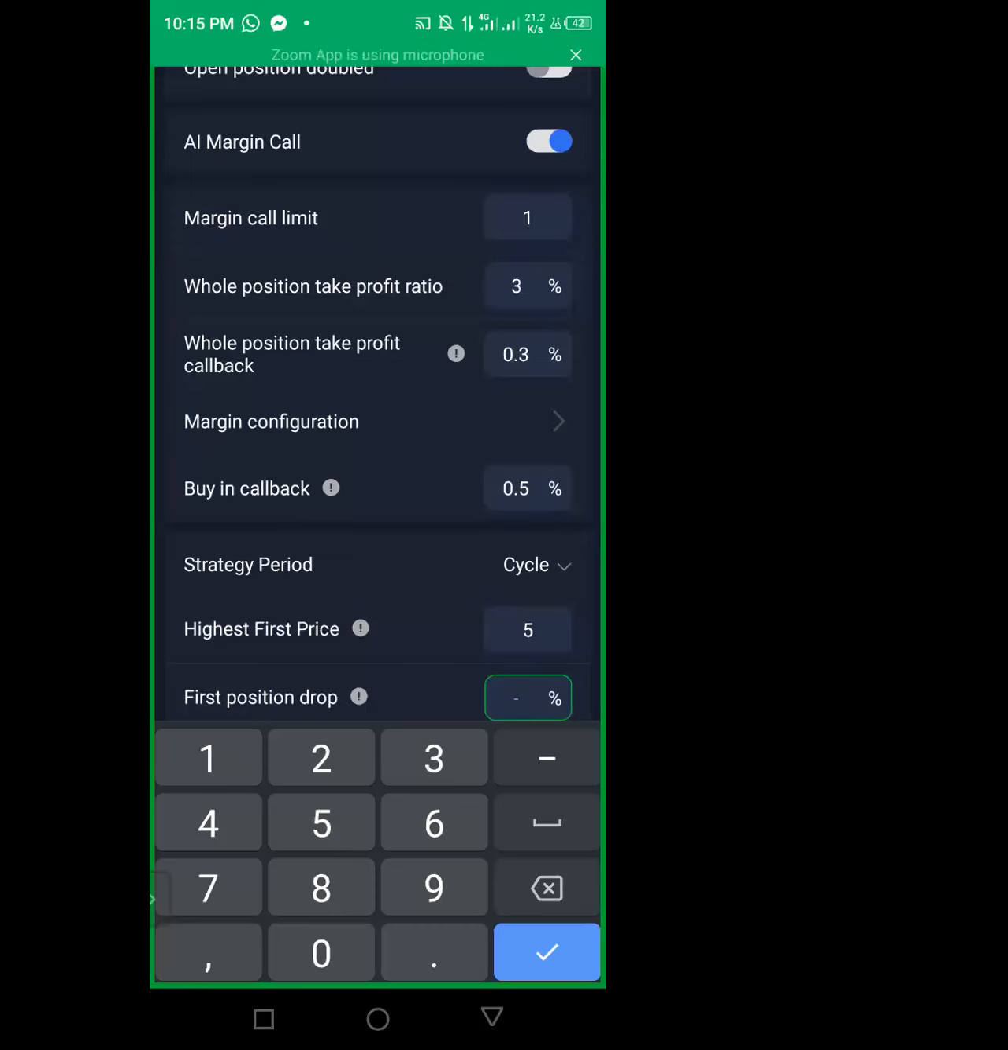If you set 2%, let's say you set the first position drop at 2%. This robot, after it sells the first cycle, before it will start the second cycle, there must be a reduction by 2%. So all these functions came in place to help us prevent what's happening from happening again.